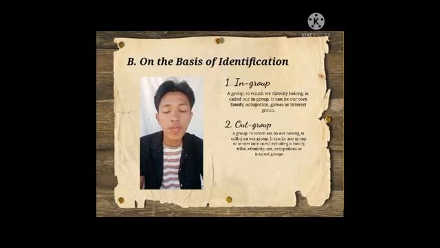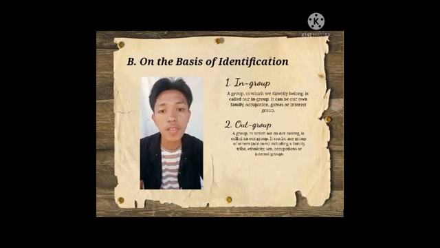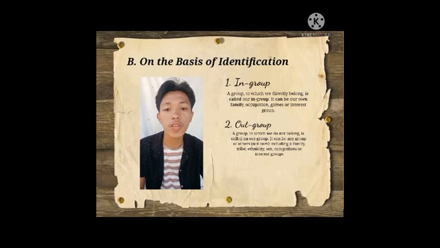B. On the basis of identification. On the basis of identification, there are two groups, in-group and out-group. A group to which we directly belong is called our in-group. It can be our own family, occupation, games, or interest group. Example, if I am a player of a cricket team, my cricket team is an in-group for me. A religion is an in-group for its followers. A geographical community is an in-group for its residents.